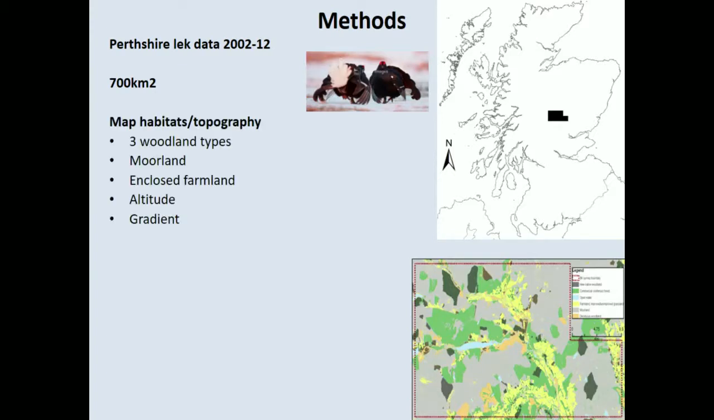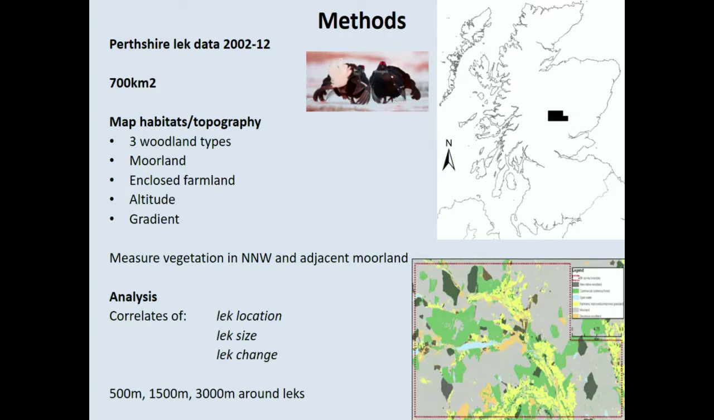And so we mapped the spatial configuration of a range of different habitat types, in particular separating out different categories of woodland within the study area. And we also calculated a range of typical topographical variables such as altitude and gradient. And as well as mapping the large-scale configuration of habitat, we also collected some detailed measurements of vegetation structure and composition from within these new native woodland plots and also on the adjacent unplanted moorland, which would allow us to compare the relative quality of the resources in these two habitats.